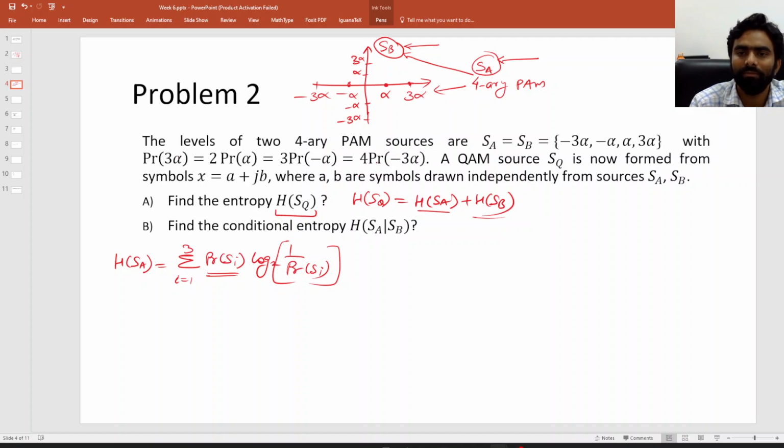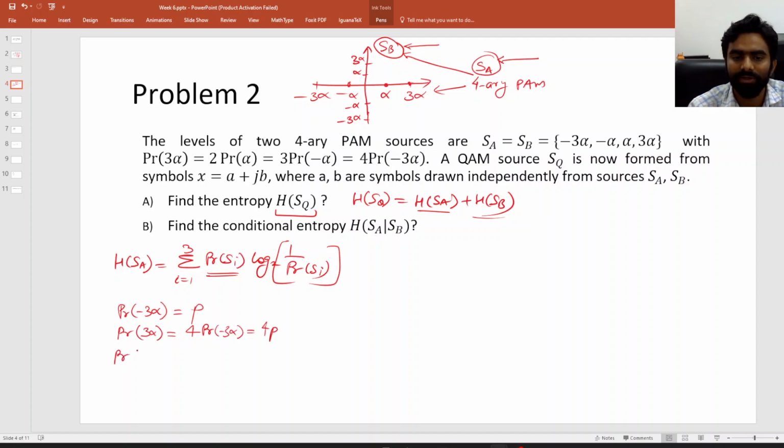Now we have to find the probabilities. Probabilities are given, but in terms of each other. Absolute probabilities are not given, so you have to find them. What can you do for that? One simple method is to assume the probability of one symbol as P. Now what is the probability of 3 alpha? That is 4 times the probability of minus 3 alpha, that is nothing but 4P.